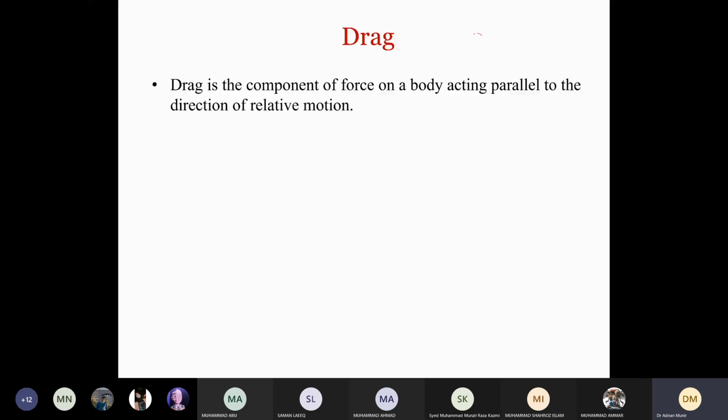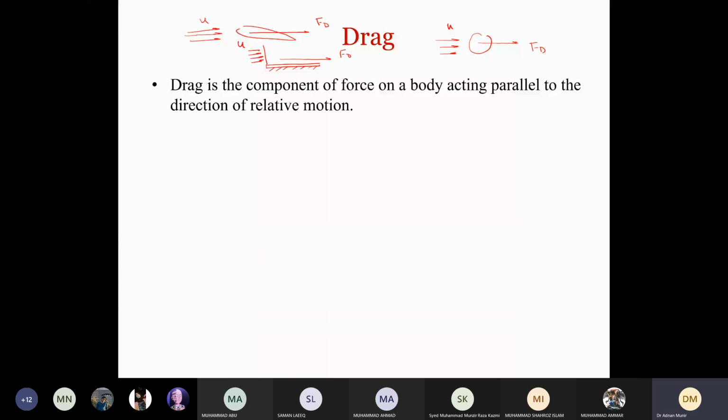In case of a circular cylinder, if this is the incoming flow, the drag force will always be in the direction of incoming flow, like this. Similarly, in case of an aerofoil, if this is the incoming flow, given by u, the drag force will always be in the direction of incoming flow. And similarly, in case of a flat plate, the incoming flow is coming in this direction, and the drag force or the skin friction force will always be in the direction of incoming flow.